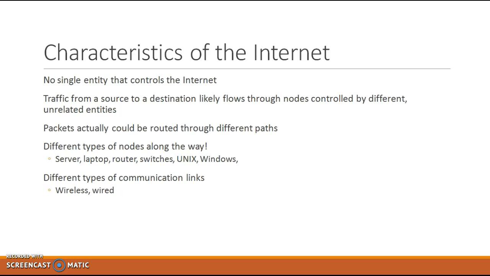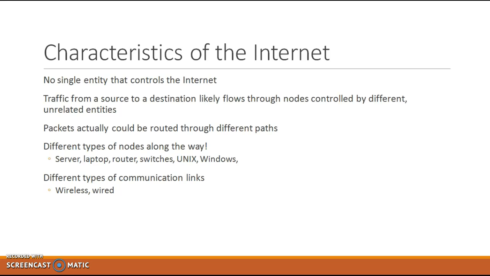Packets actually could be routed through different paths. In the internet, a packet can take various paths according to different routing protocols, such as the RIP protocol, routing information protocol, the OSPF protocol, open shortest path first protocol, and the BGP protocol, border gateway protocol. So depending on the nature of the protocol, the packets can find the easiest way to their destinations.